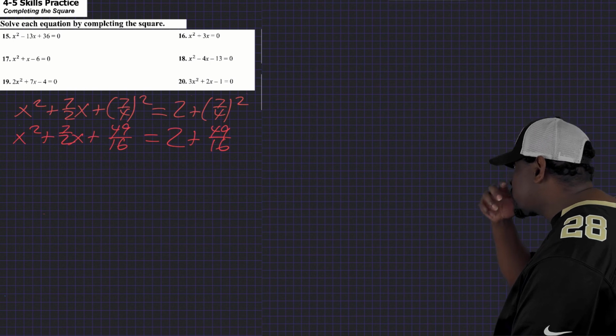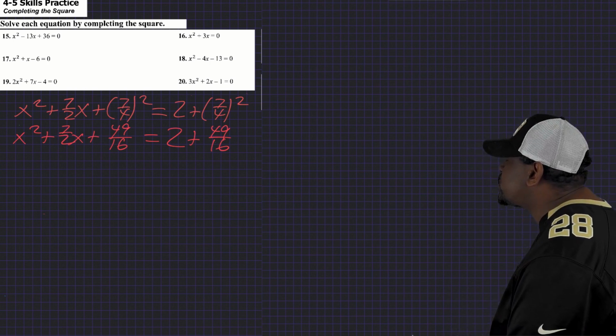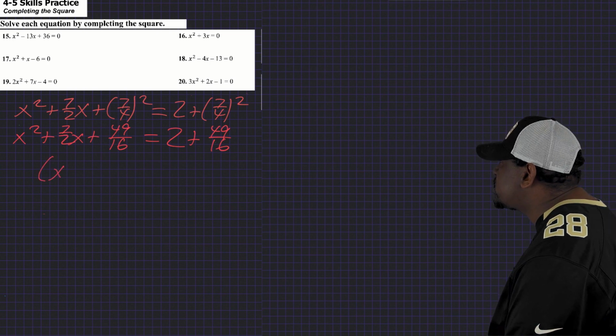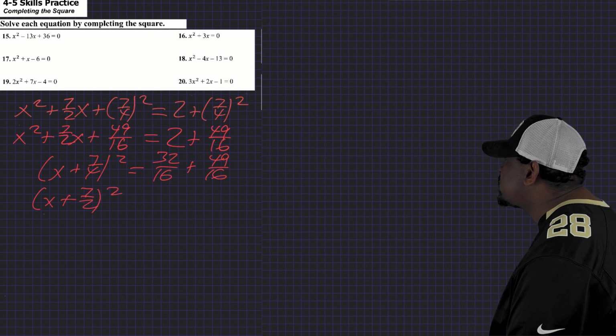So now we can write the left side as a perfect square trinomial in the form of x plus b over 2 squared, which you're about to see. And so that will be x plus 7 over 4 squared. Now on the right side, we must get the least common denominator to be able to add 2 plus 49 over 16. 2 is equal to 32 over 16, so we're going to write that so the denominators are the same. That allows us to simplify the right side, and that will be equal to 81 over 16.